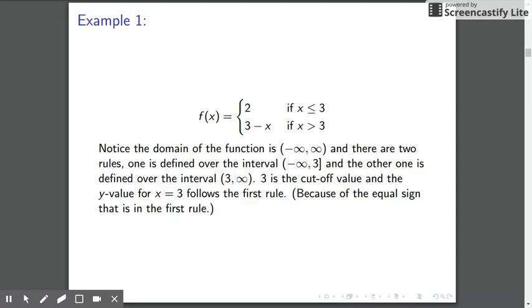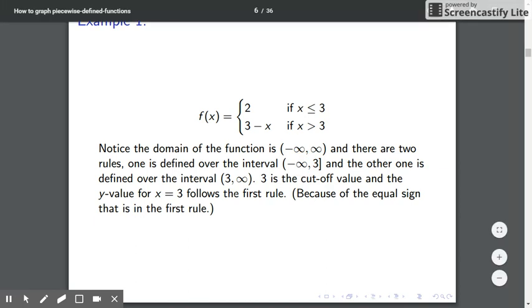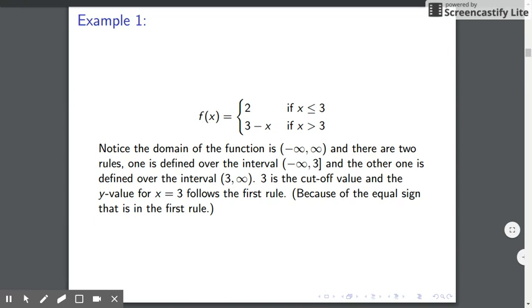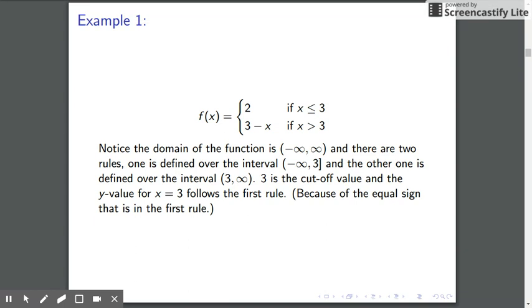Okay, so let's see examples with two cases. Here's an example, and the following two examples are going to be very similar to this one. The only thing that would be different is the equal sign. In this example, the rule of the function is 2 when x is less than or equal to 3, and 3 minus x if x is bigger than 3. This is the interval negative infinity to 3 including 3, and this one is the interval 3 to infinity, not including 3. Put together, you get the entire domain.